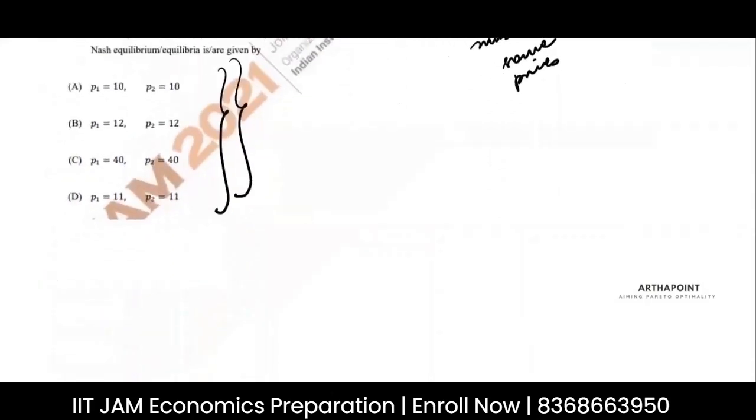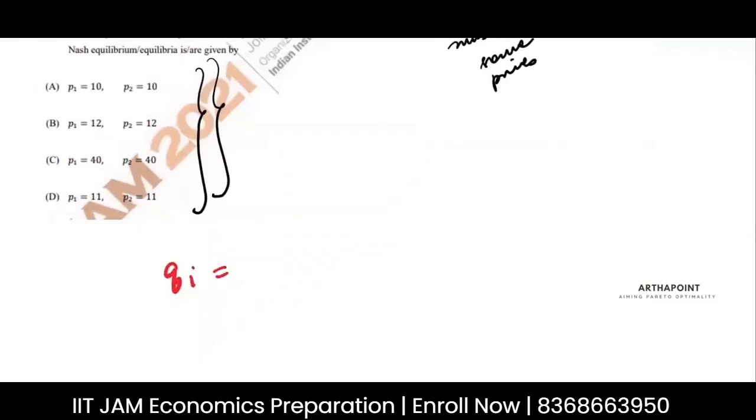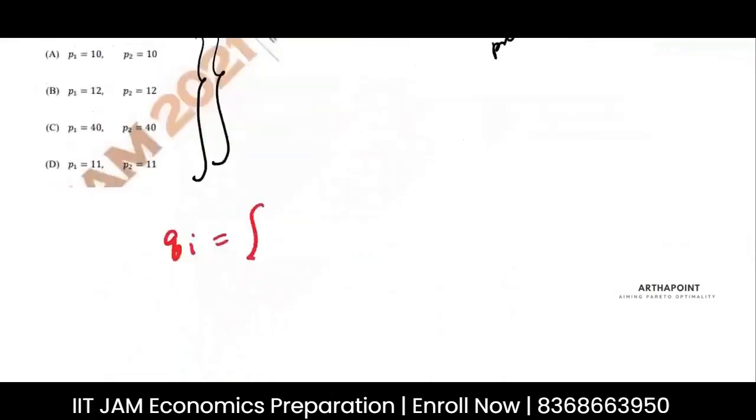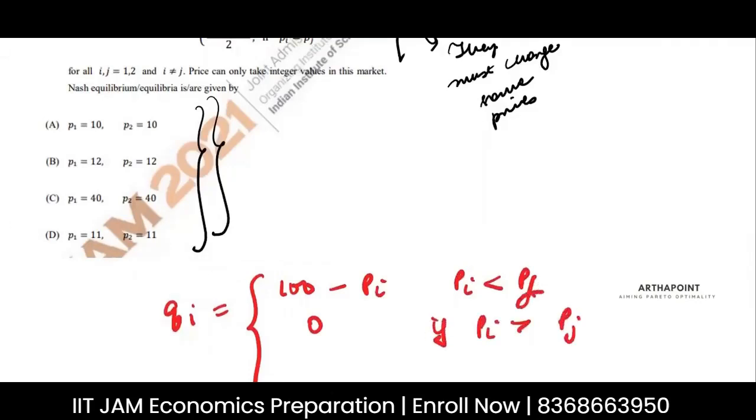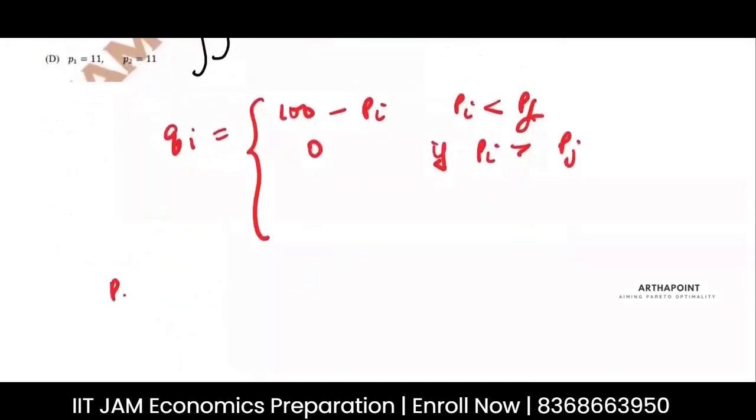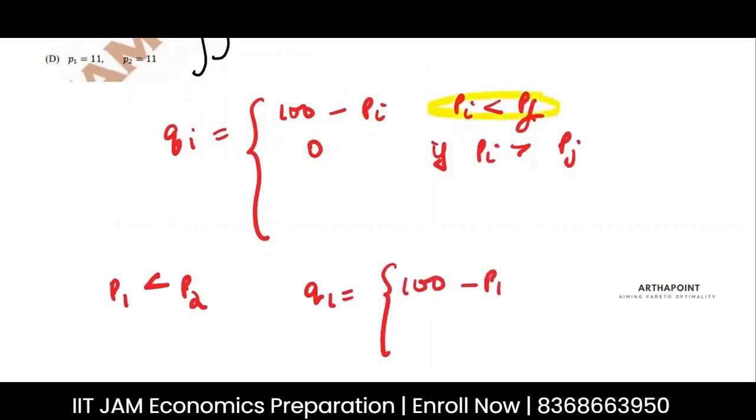So consider the quantity. Let's just take the question a little later, but let's just see this. Consider this quantity. What's the quantity function given? 100 minus pi if pi is less than pj, 0 if pi is greater than pj. So imagine if price of firm 1 is less than price of firm 2. Quantity of firm 1 will be what? 100 minus p1, because his price is less than the price of firm 2. This is what I'm assuming.